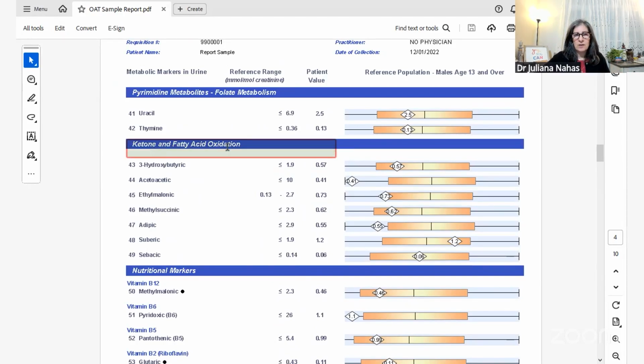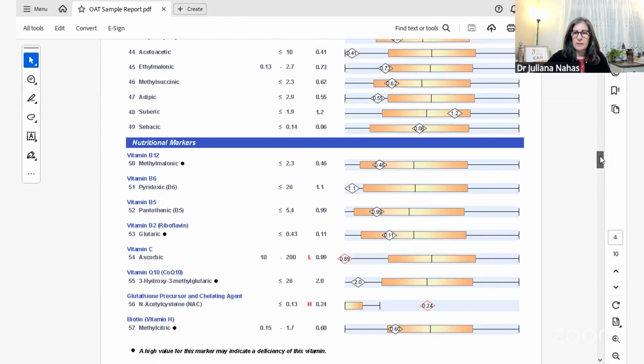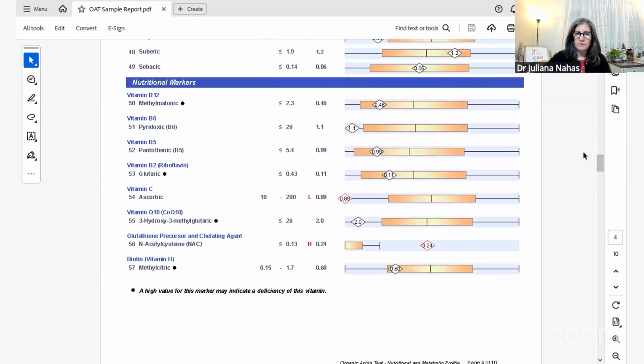The fatty acid oxidation I mentioned earlier, we look at how fats are being metabolized in the mitochondria. And again, if you have very, very low markers, now in this case, they're not all extremely low. There's some that are low, but not all of them. But that could indicate that they may need help in processing fat. And a lot of times, for example, we'll supplement with L-carnitine and magnesium to help support this fatty acid oxidation and processing.